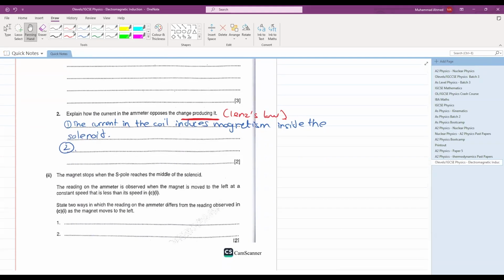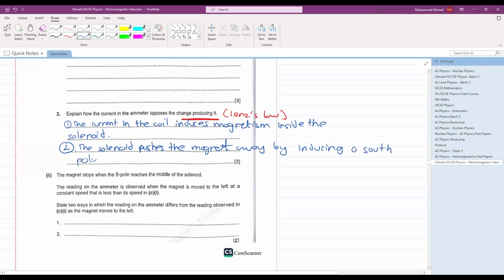So what will you write? The solenoid pushes the magnet away by inducing a south pole on the left side. And since like poles repel, there is a force towards the left-hand side. Let me reread the answer. The current in the coil induces magnetism inside the solenoid. Okay, the solenoid pushes the magnet away by inducing a south pole on the left. Simple as that.